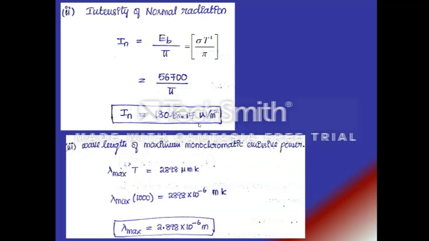Then third subdivision, to find the wavelength corresponding to maximum monochromatic emissive power, nothing but lambda max. We have already seen this many times, so I am skipping this.